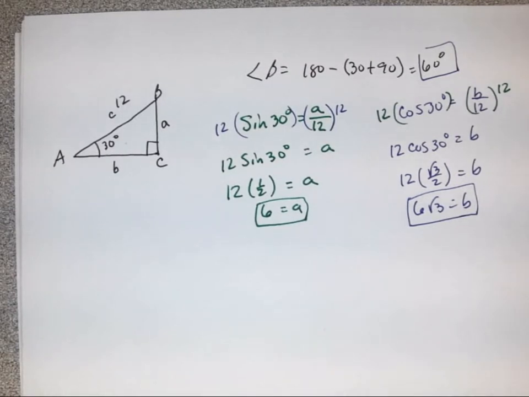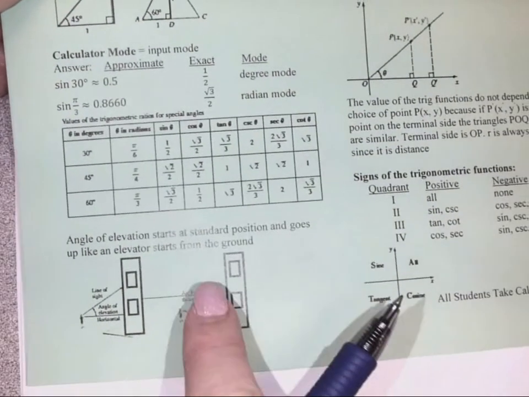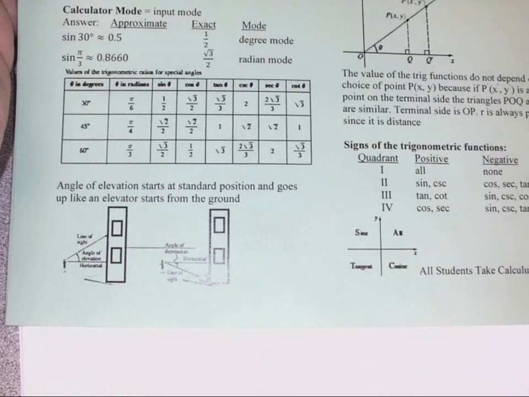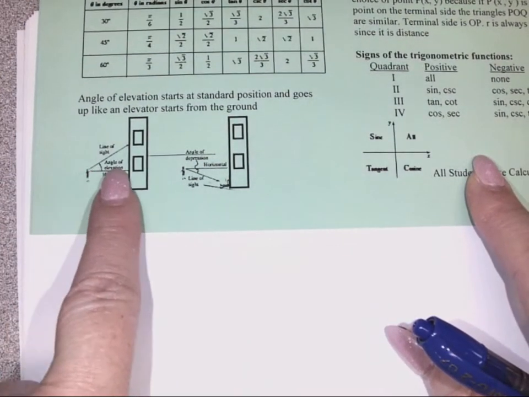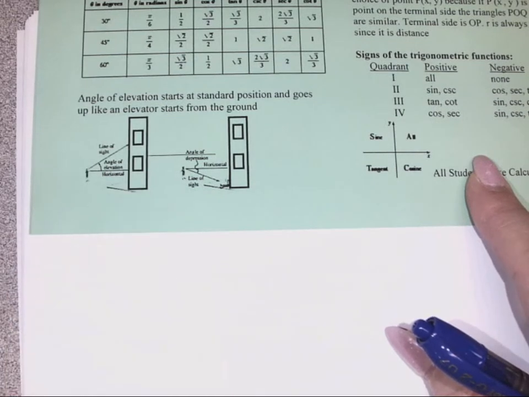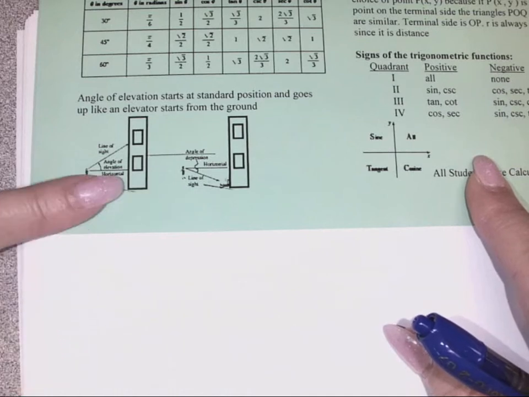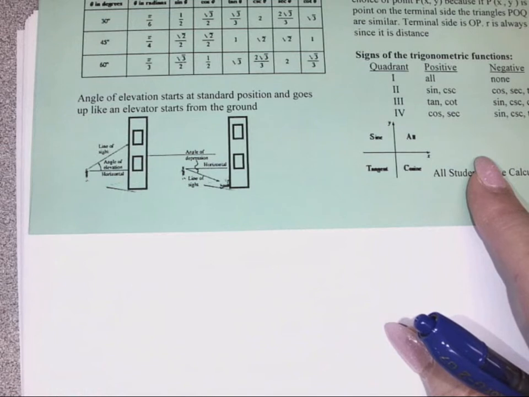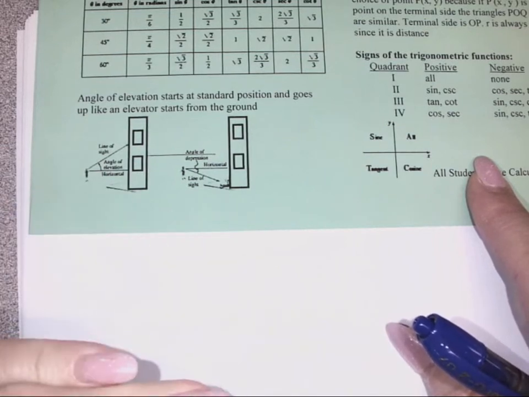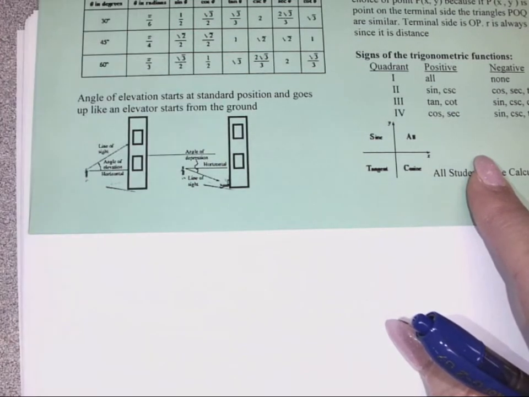But we're going to do it a little bit different. We are going to look at a word problem here. And with that, we're going to talk about the angle of elevation. And the angle of elevation starts at the standard position. Remember, the standard position is that x-axis. And it goes up like an elevator and starts from the ground. So the angle of elevation goes up, the angle of depression goes down. So when we're talking about the angle of elevation, it's starting here and moving its way upward.